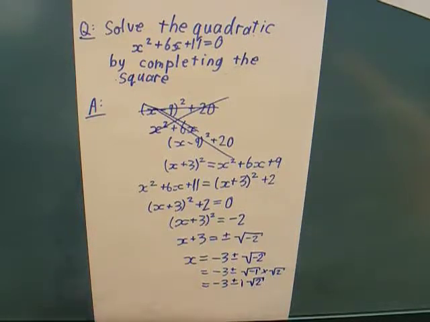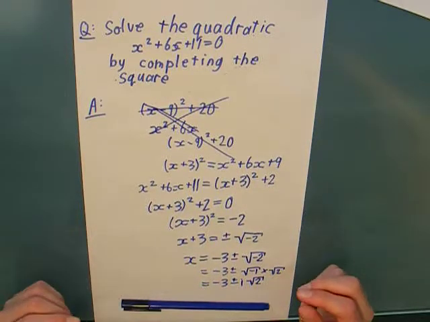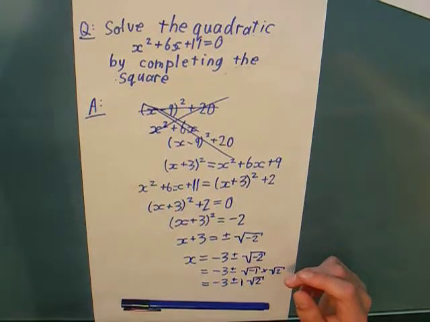Okay, so that was how to solve a quadratic equation by completing the square when it's got complex solutions.